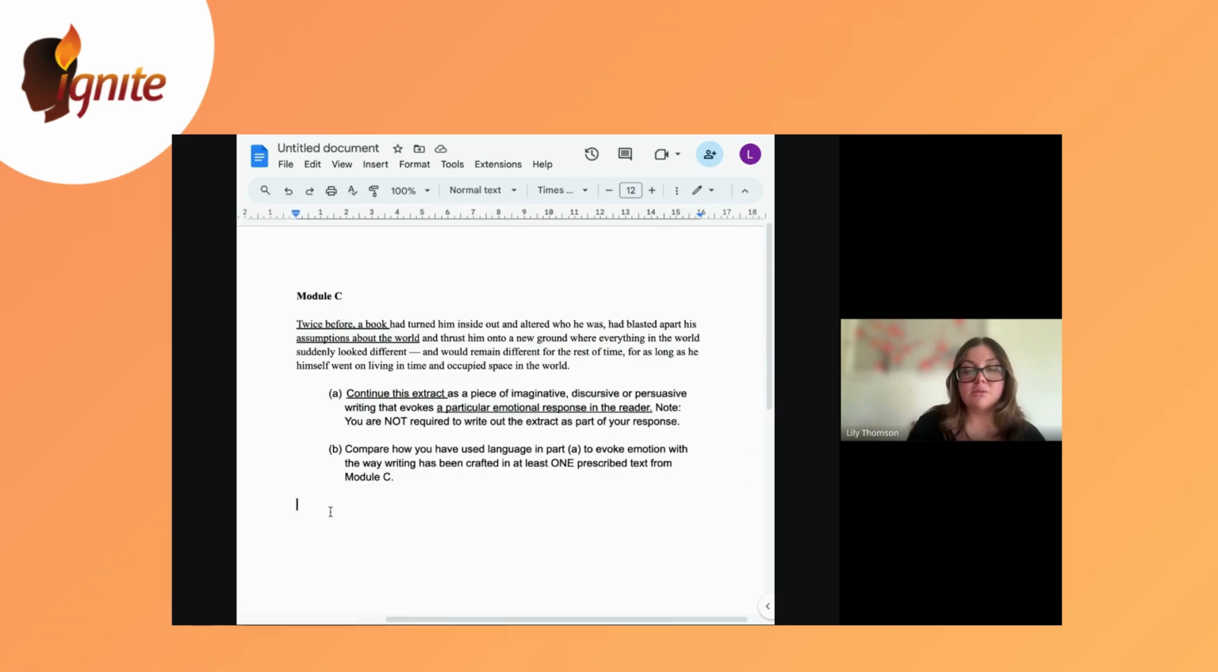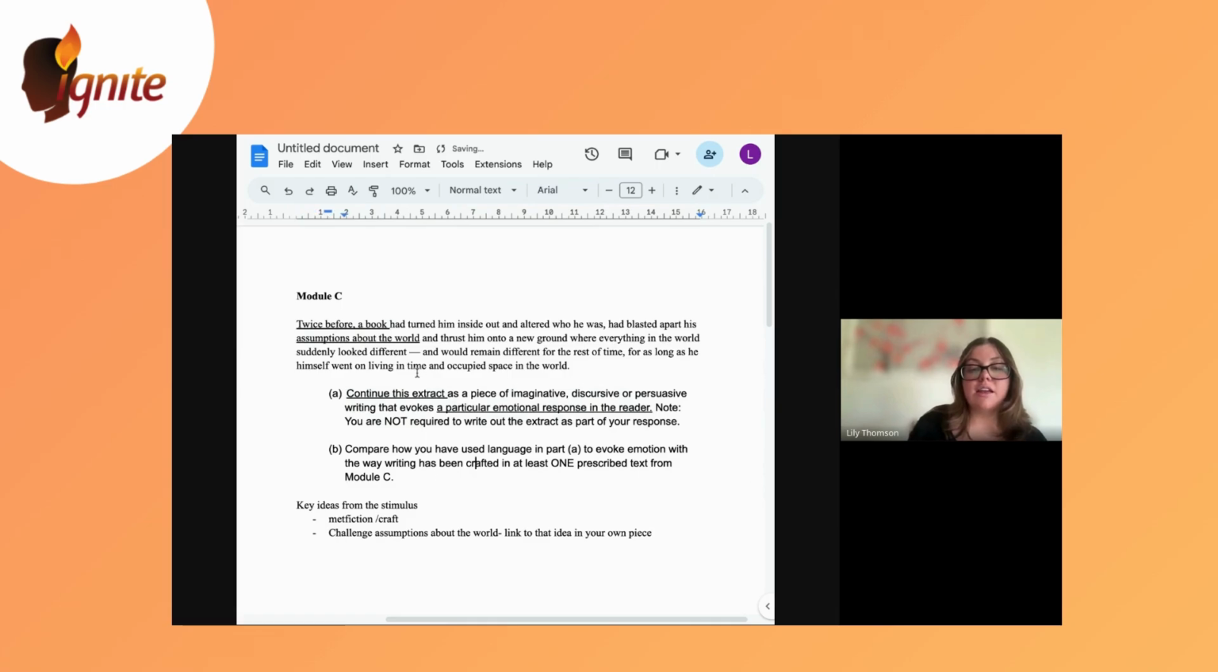So we'll make a note of some of the key ideas here from the stimulus. We know that we have to have an element of metafiction and craft. We also know we need to challenge assumptions about the world. So you'd want to link that to ideas in your own piece.